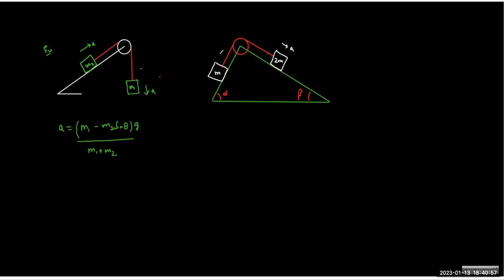So what is A here? A will be how much? Tell me, Prashant, what is A here? So 2mg sin beta minus mg sin alpha upon 3m. Very good. So now I hope you guys are getting this. Yes, sir.